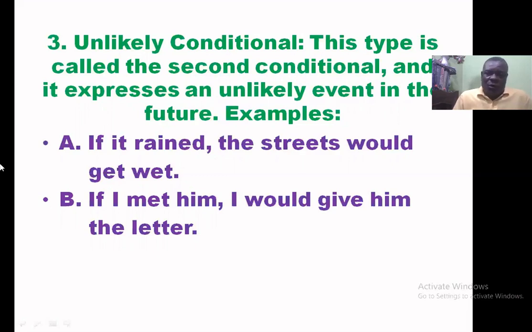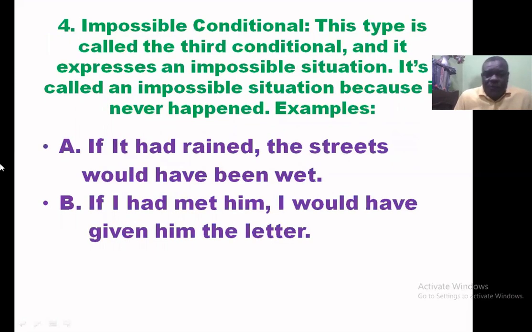possibility will occur. The fourth one is called the impossible conditional. This type is called the third conditional, and it expresses an impossible situation. It is called an impossible situation because it never happened. For example, if it had rained, the streets would have been wet. And one major feature of this type is the use of the past perfect tense.